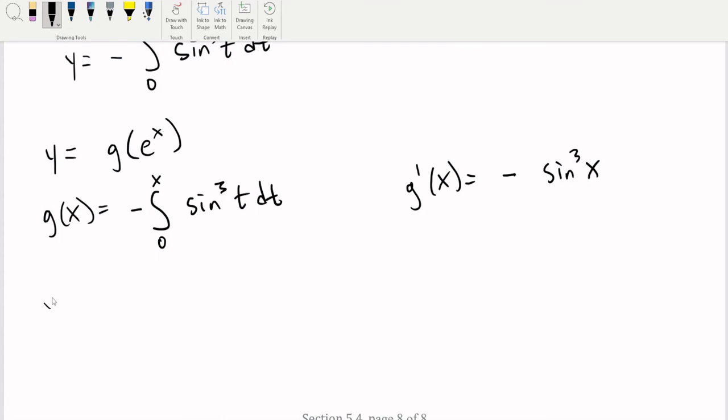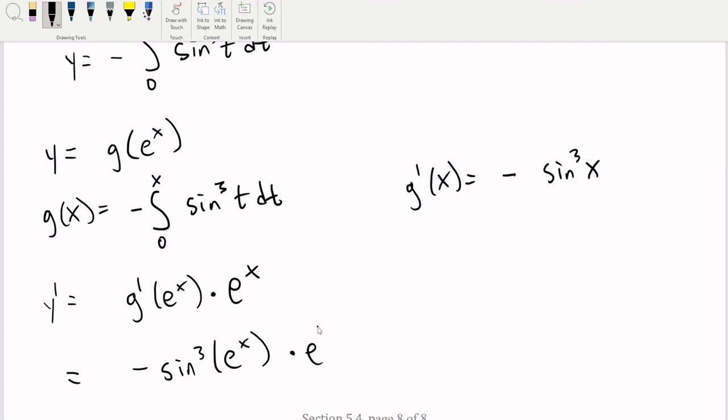So y prime will be g prime of e to the x times, what's the derivative of e to the x? Because again, chain rule, that's e to the x. Okay, so g prime is negative sine cubed, but I don't plug x in, I plug e to the x, times e to the x. Ta-da! These really aren't very bad.